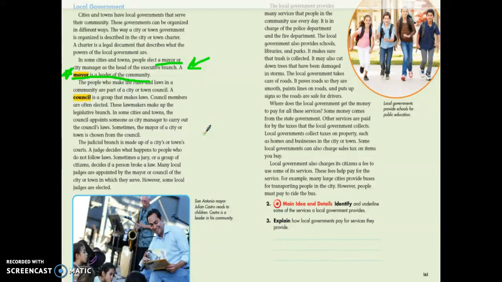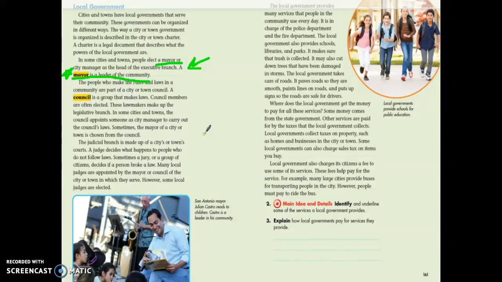The judicial branch is made up of the city or town courts. A judge decides what happens to people who do not follow the laws. Sometimes a jury or group of citizens will help decide if a person broke the law. Many local judges are appointed by the mayor or council of a town. However, some local judges are elected.